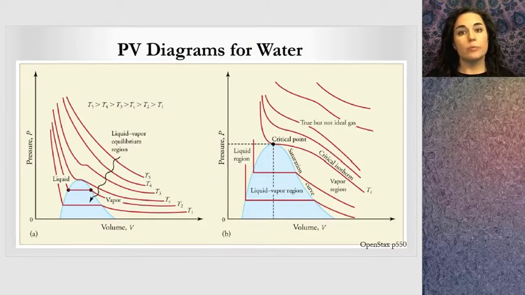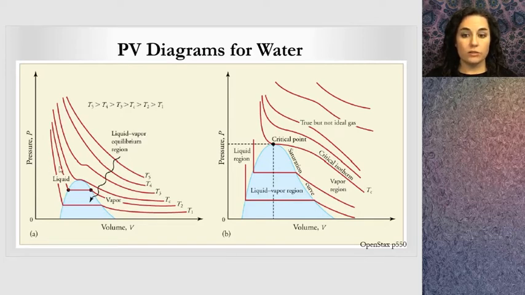Another diagram important for phase changes is the PV diagram, pressure, volume, and note that both of these are for water as well. These lines along here are what we call isotherms. All along this line, it is a single temperature T5, which is larger than a single temperature T4, which is larger than the other temperatures here.